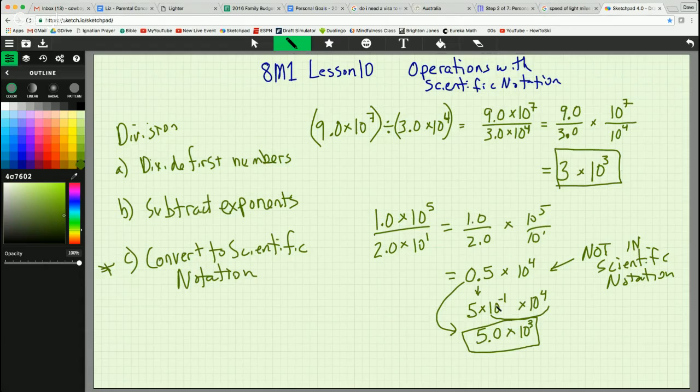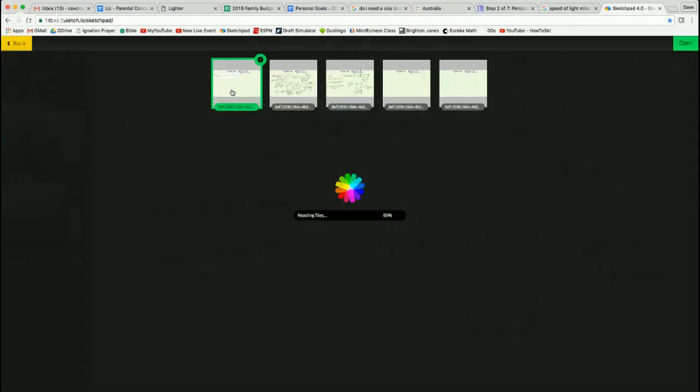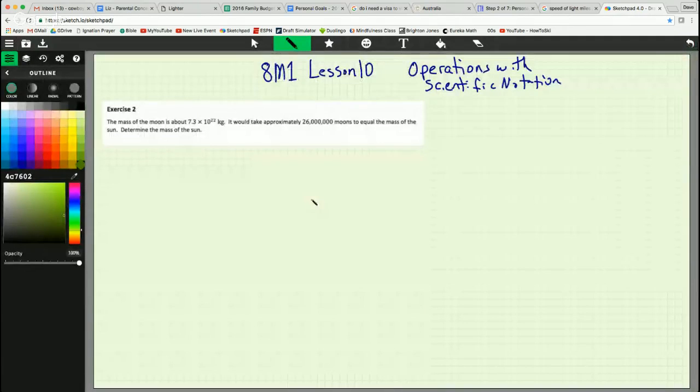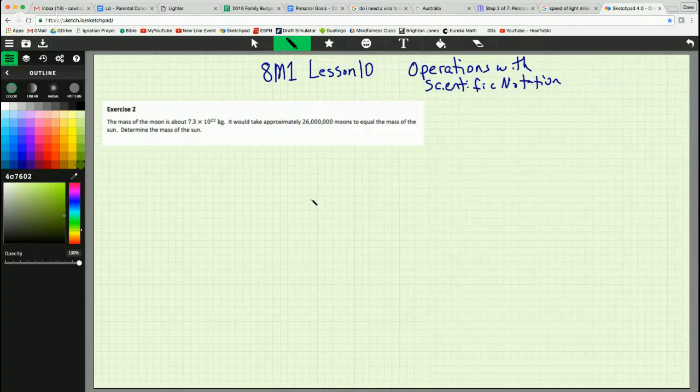And so let's do a problem. Let's do a couple problems. The first is from the chapter, and so let me pull that up. The mass of the moon is about 7.3 times 10 to the 22nd, and it would take approximately 26 million moons to equal the mass of the sun. So let's think about this. So we have a moon here, and I'm going to draw a few of these moons.